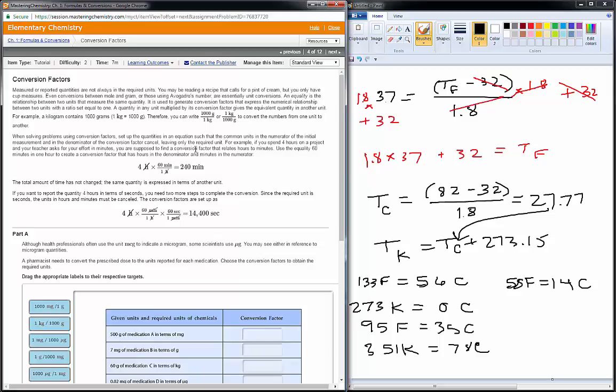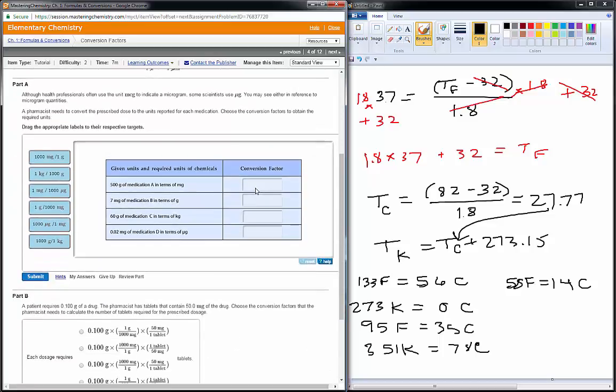All right, next we're looking at conversion factors. This is doing math with dimensional analysis. They give some examples here where you use these conversion factors, which allow you to cancel out these dimensions or units so that you're left with the units that you want.